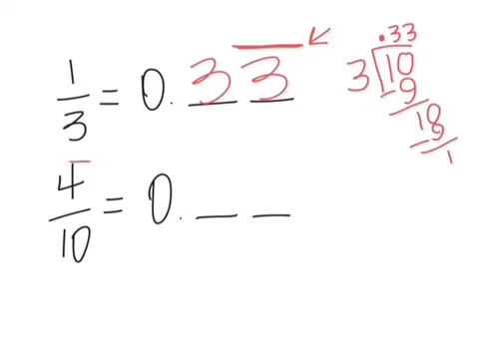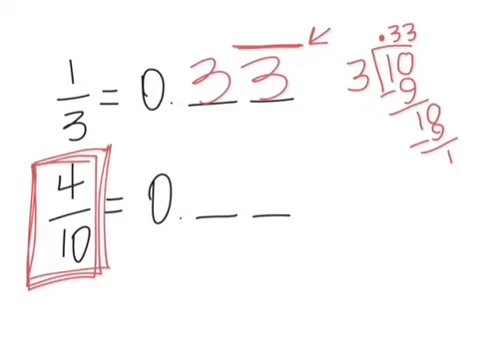4/10, well, I know, I just told myself what my decimal is going to be. 4 in the tenths place. So I have 0.4. I could put a 0 here, but it's not necessary.